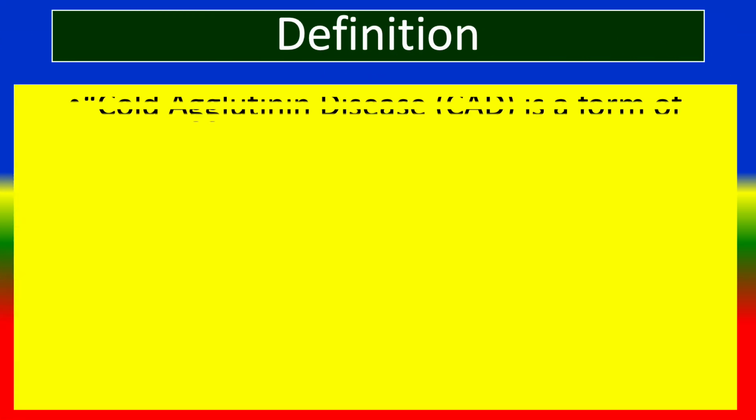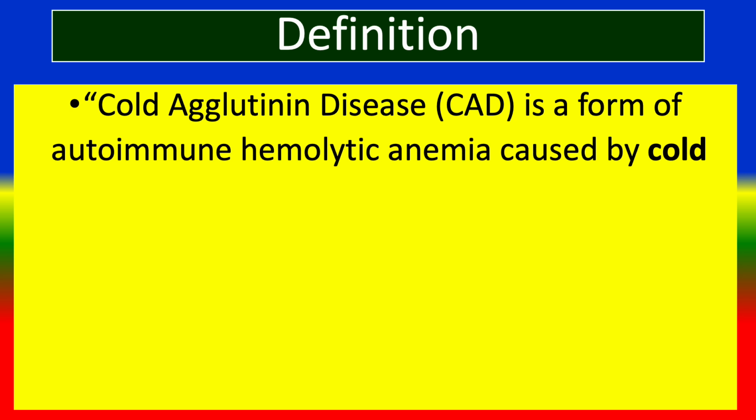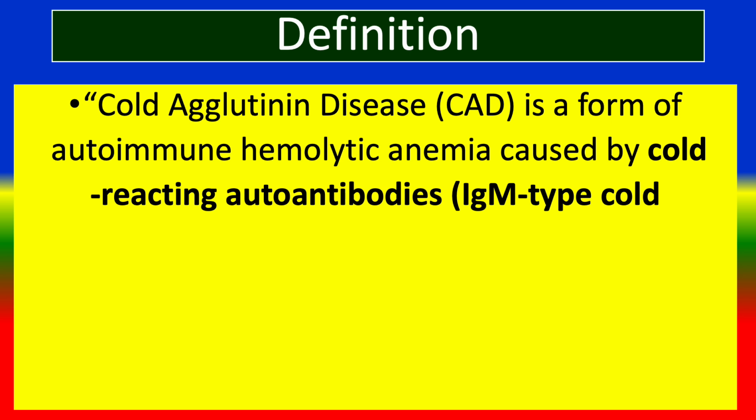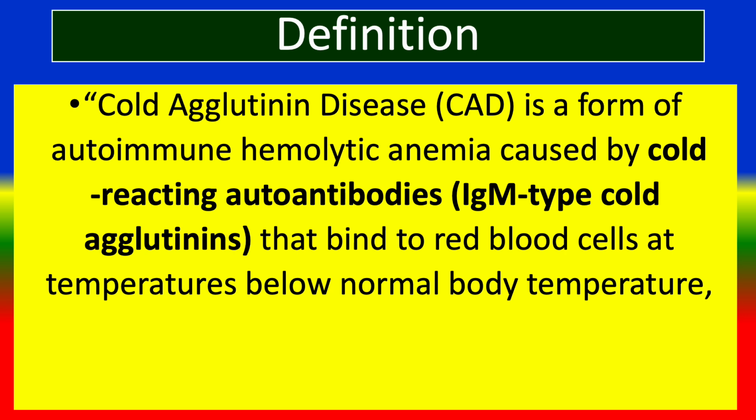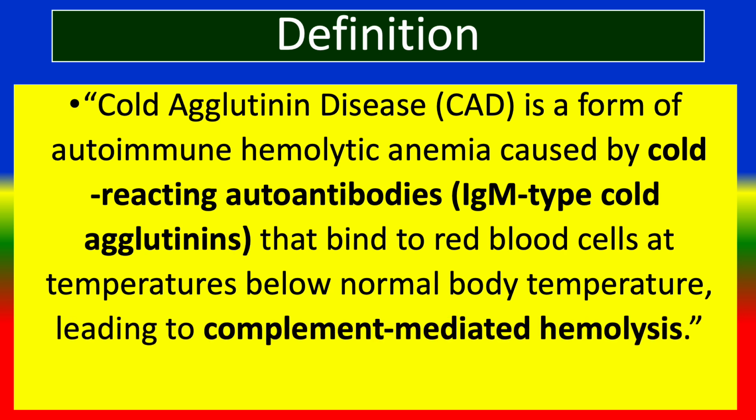A definition: cold agglutinin disease is a form of autoimmune hemolytic anemia caused by cold reacting autoantibodies, IgM type cold agglutinin, that binds to red blood cells at temperatures below normal body temperature, leading to complement mediated hemolysis.